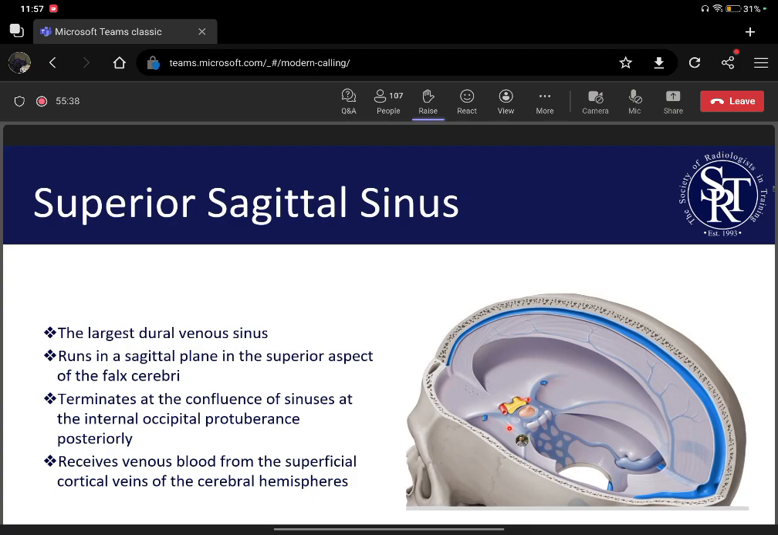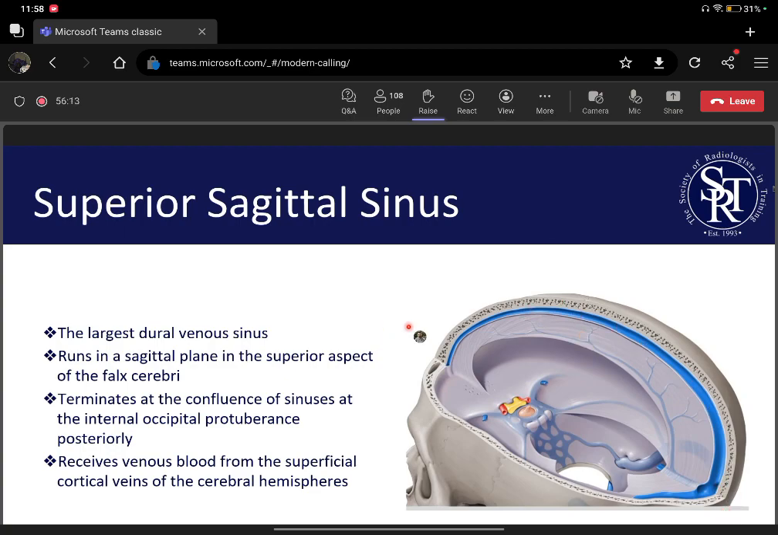All right, let's take a look first at the superior sagittal sinus, which is the largest dural venous sinus, and it runs in the sagittal plane in the superior aspect of the falx cerebri, as highlighted here on this diagram. It terminates at the confluence of the sinuses, which can be located at the internal occipital protuberance, where we also have an external occipital protuberance, which you can feel on your head. This will receive the blood from the superficial cortical veins as well, from both cerebral hemispheres, and drain it all the way to the confluence.